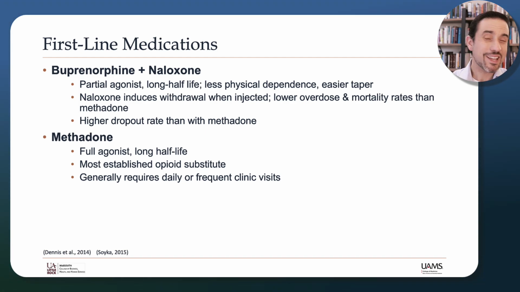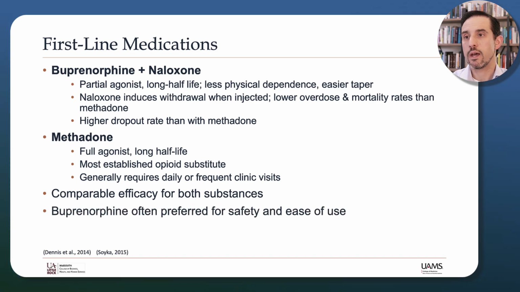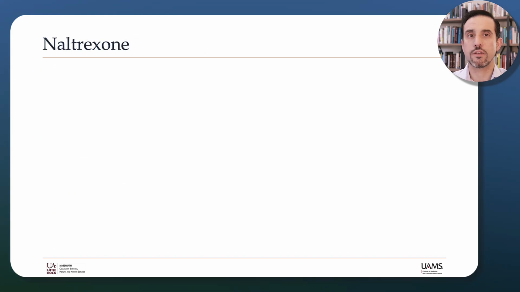But a lot of times I feel like people give methadone a bad rap, but there's comparable efficacy for both substances. Methadone and buprenorphine both show positive outcomes, and about the same positive outcomes. One is just a bit more convenient. Buprenorphine is easier to use, and you've got that naloxone that's integrated for that extra level of safety.